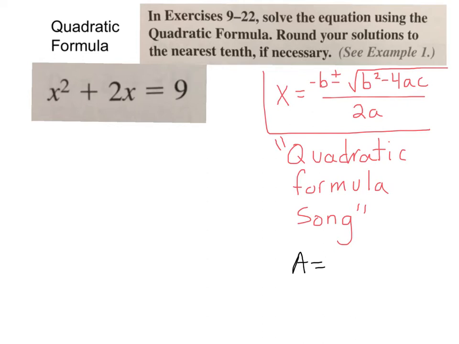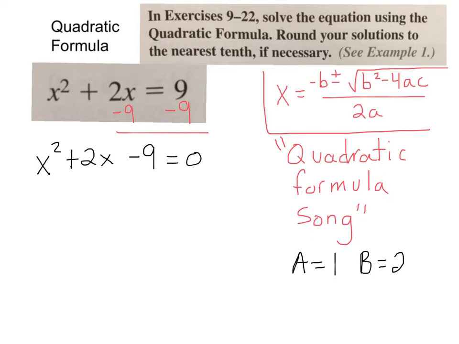Wait, I can't identify what a, b, and c are until my equation is in standard form. So what I need to first do is subtract 9 on both sides to get my equation in standard form. So I've got x squared plus 2x minus 9 equals 0. Now that it's in standard form, I can identify that a equals 1 because that's the number in front of x squared, and b equals 2 because that's the number in front of x, and c equals negative 9 because that's the number right here all by itself. So the number in front of x squared is a, the number in front of x is b, and the number by itself is c.